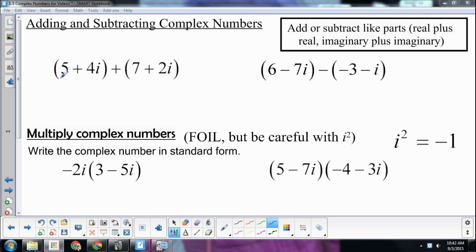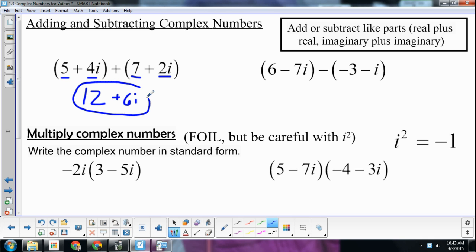Pretty simple. Here I've got 5 as a real part, 7 is a real part. Add them together, makes 12. 4i is an imaginary part, 2i is an imaginary part. Add them together, I get 6i. 12 plus 6i is my answer. It's pretty simple stuff. Next, subtraction.